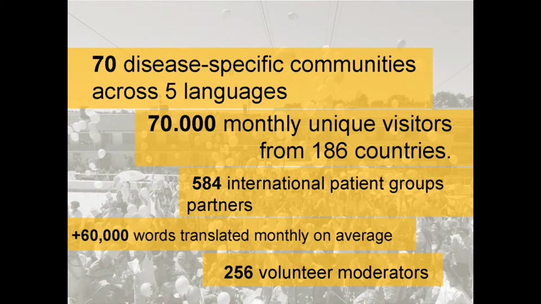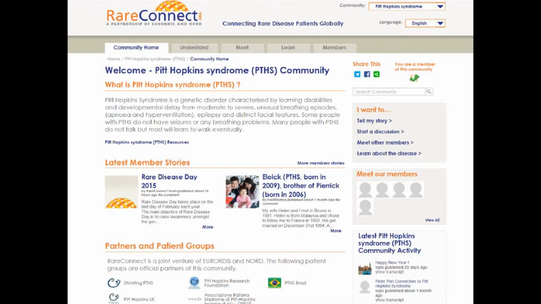Just to show you how big RareConnect is now, we have 70 rare disease communities in 5 languages. We receive over 70,000 monthly unique visitors from 186 countries. 184 patient groups partnered with us to create and maintain these communities, and we translate monthly over 60,000 words. And we have 256 volunteer moderators.